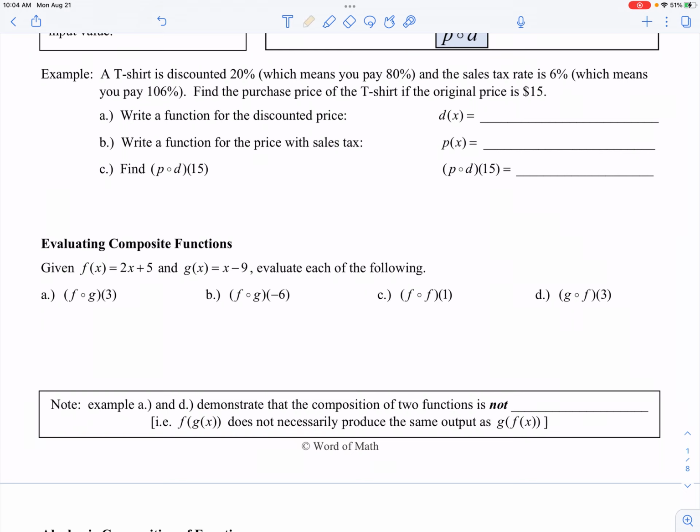So our discounted price function comes from how much we're paying. We're paying 80%, so 0.80 of the original price of that shirt. For the sales tax, since we're paying 106%, that's 1.06 times the price of the shirt. Well, once we figure out the discounted price, we're going to plug that into our purchase price. And that's how we work with a composition of functions.